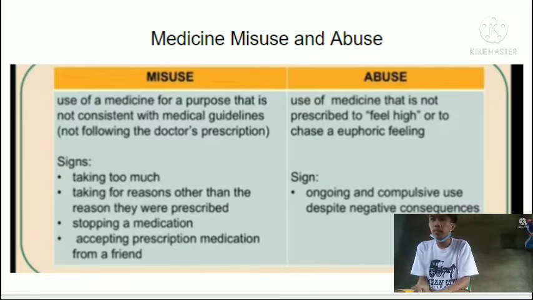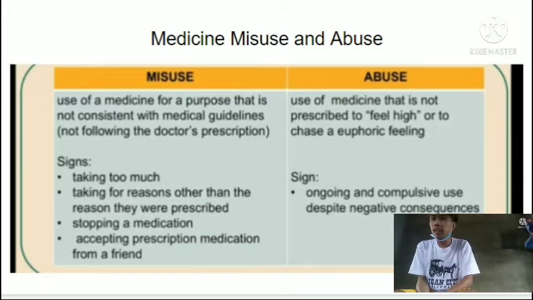Medicine misuse and abuse. Misuse: use of a medicine for a purpose that is not consistent with medical guidelines, not following the doctor's prescription. These are the signs of medicine misuse: taking too much, taking for reasons other than the reason they were prescribed, stopping a medication, accepting prescription medication from a friend.